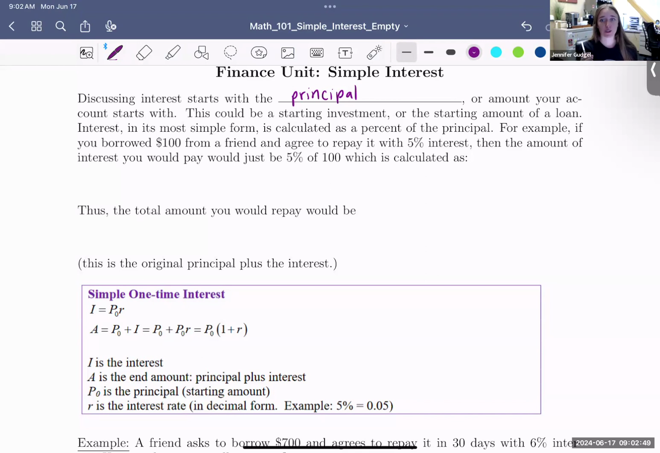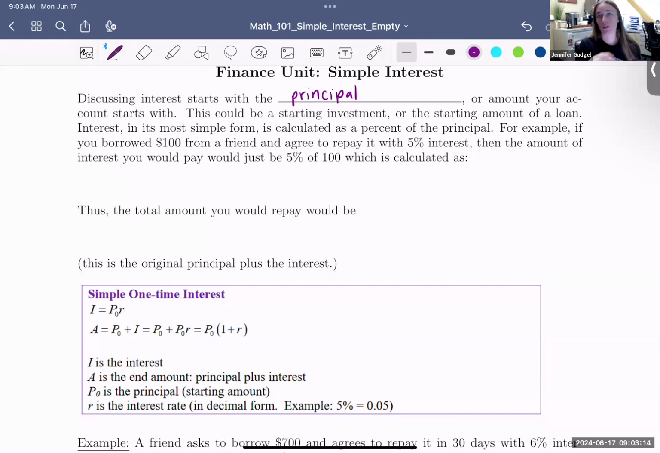All right, and simple interest is, as it sounds, the most simple of the types of interest, meaning we have one initial amount and interest is based solely on that initial amount, not something that changes throughout time. All right. If we were paying 5% interest on $100 that we borrowed from a friend, we would need to know what is 5% of 100.